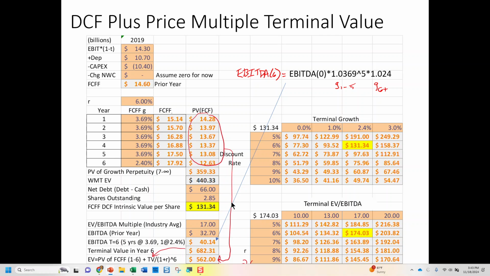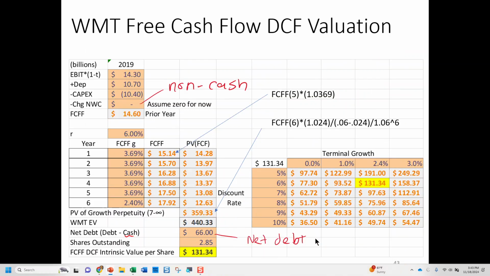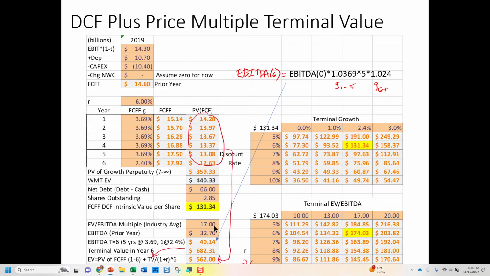for Walmart. So again, this is not a model I'll give you an assignment on. It's going to look more like this one, but I want to show you how you can also do kind of a quick and dirty for firms that are pretty close to their steady state FCFFs.